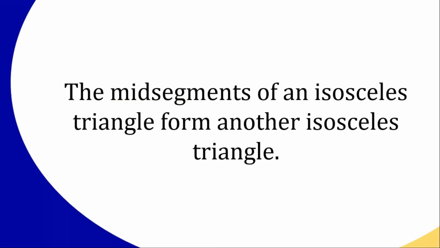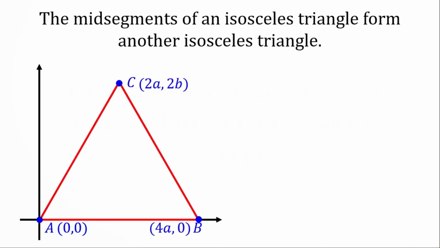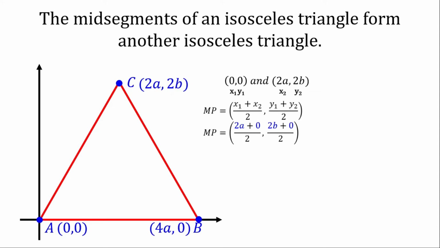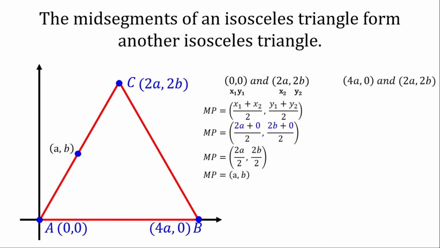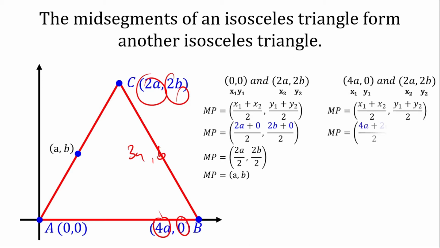The midsegment of an isosceles triangle forms another isosceles triangle. So let's use this isosceles triangle. Let's get the midpoint of all of the sides of this one. This one is 2a plus 0 divided by 2, that is a. 2b plus 0 divided by 2, that is b. So that is the midpoint of that. On the other hand, 2a plus 4a, that is 6a divided by 2, that is 3a. 2b plus 0, that is 2b divided by 2, that is b. So let's use the formula for clarification.